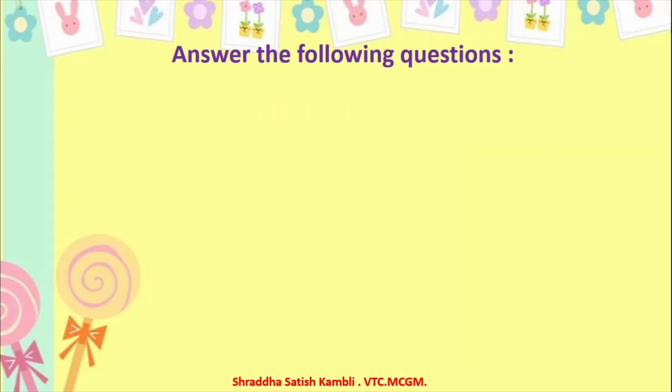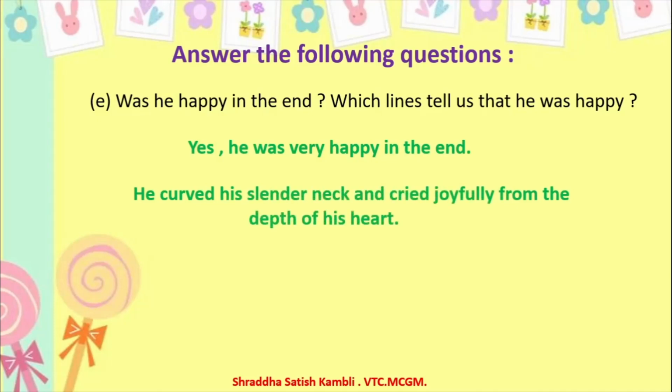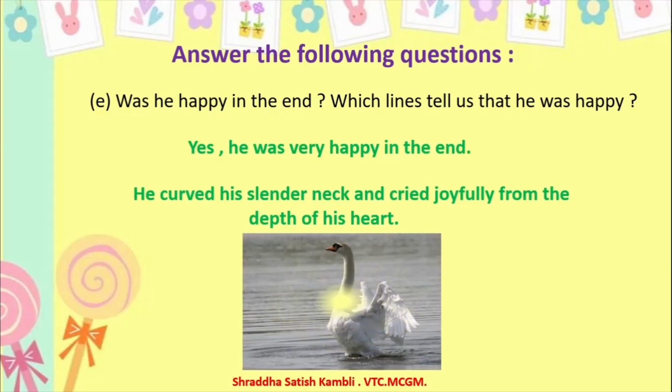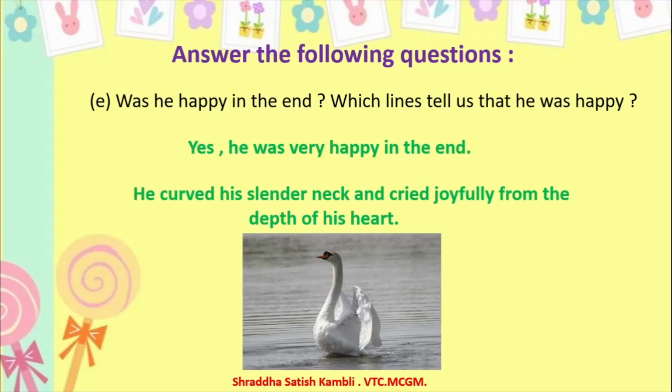Okay? What about the last one? Was he happy in the end? And which line tells you that he was happy? Yes, the duckling was very, very happy in the end. We also saw a small clip where we saw him dancing and swimming and playing with his friends in the water. And how do you know that he was happy? Because he curved his slender neck and he cried joyfully from the depth of his heart. See, he's happy, na? Now you can see how happy he is.